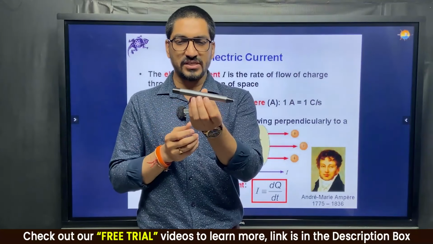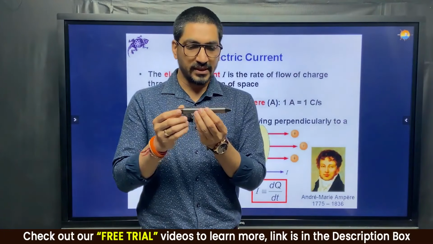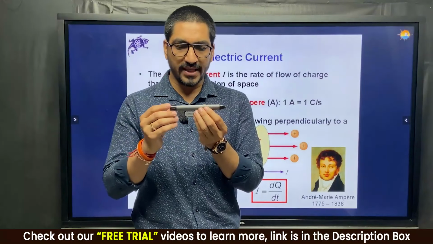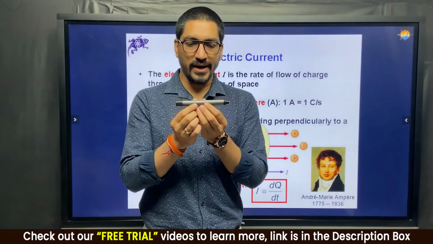Normally when the wire is just kept like this, the motion of electrons is random. They can go in either direction, zigzag motion, something like that. But when this wire is subjected to an electric field.